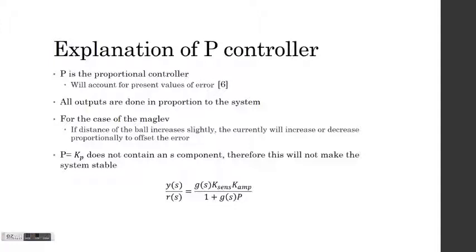This is an explanation of how the proportional controller works. In the case of the maglev, if the distance of the ball increases slightly, the current will increase or decrease proportionally to offset the error, and that is how the proportional controller works.